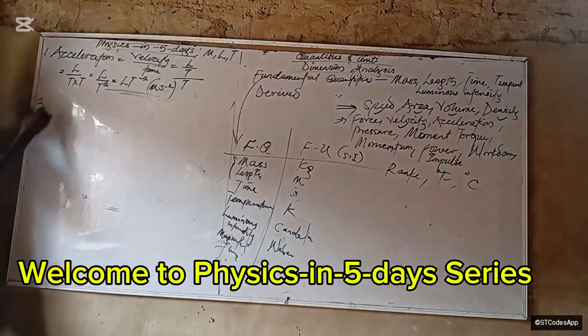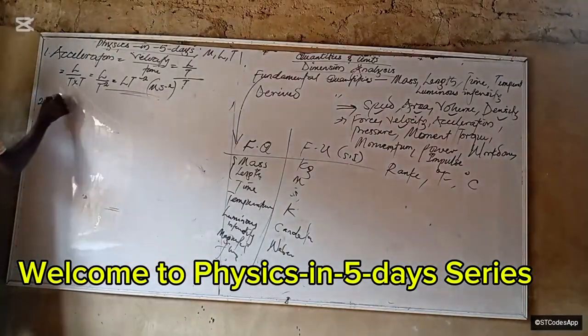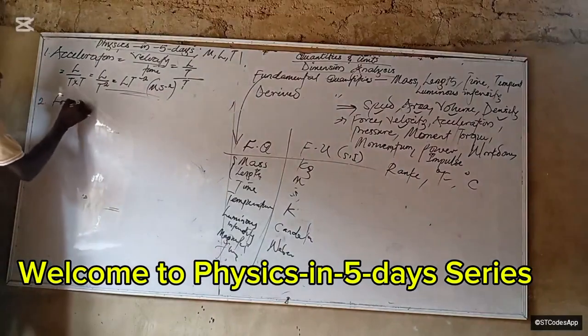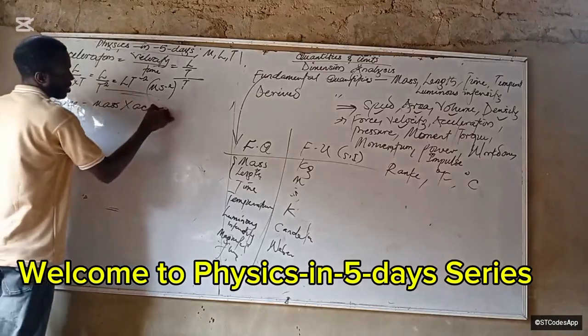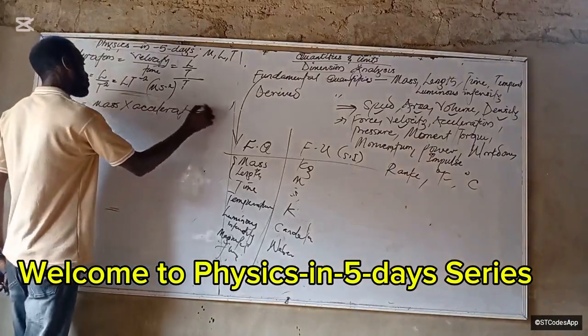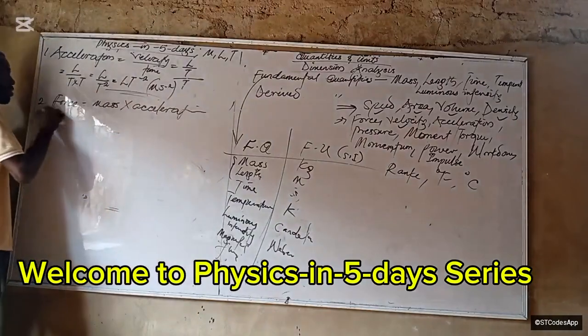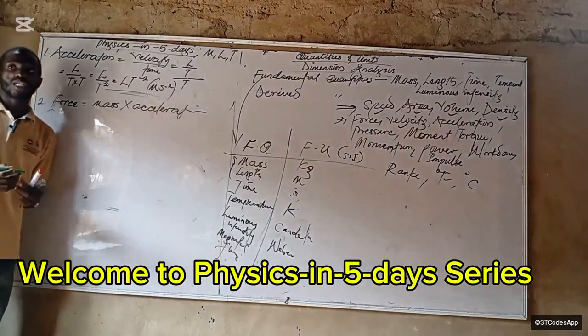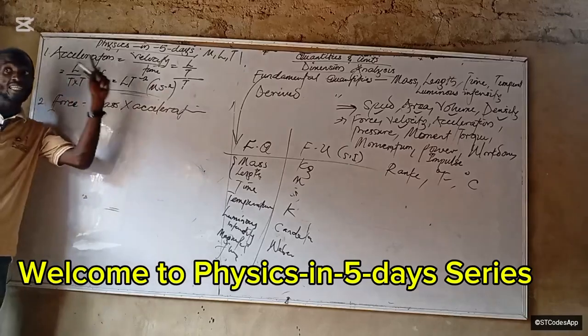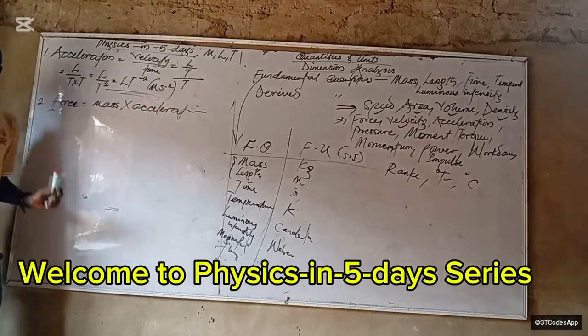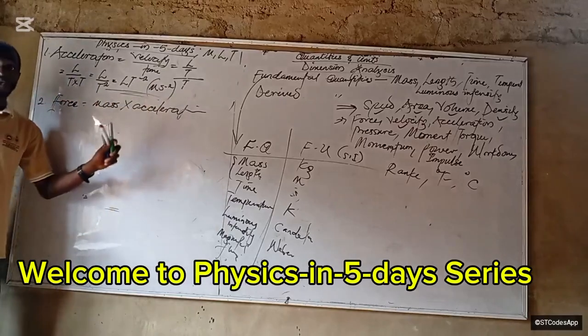So for the next one, pressure. No, let's analyze force first. What's the formula for force? Mass times acceleration, right? Now, what is the direction of the acceleration of a body? The direction of acceleration of a body is always towards the force that causes the acceleration. Keep that in mind.